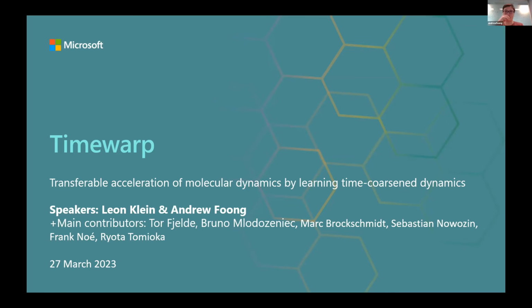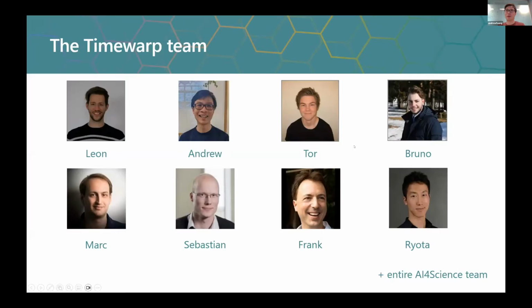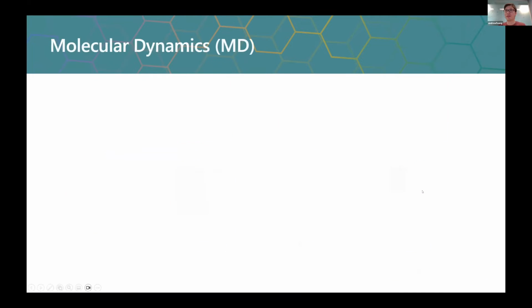Let's go. Yep. So this is a paper that I worked on with Leon and many others. So let me just show you who they are. Leon is the first author, and then joint first author with himself are me, Tor, and Bruno, who all worked on this while we were at Microsoft. And also Mark Brockschmidt, Sebastian Noetz, and Frank Noah, and Ryota Tomioka. And this is in collaboration with also the entire AI for Science team at Microsoft, which is interested in problems like this one and many others besides. So let me get started on the actual problem.